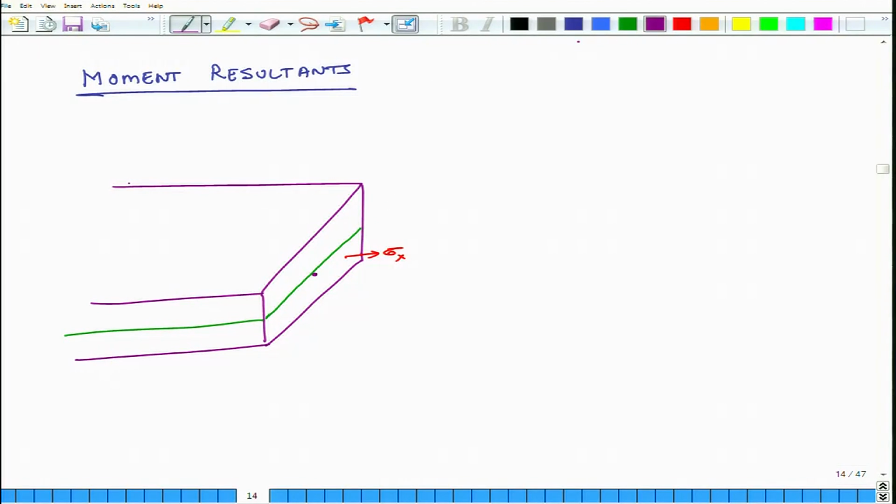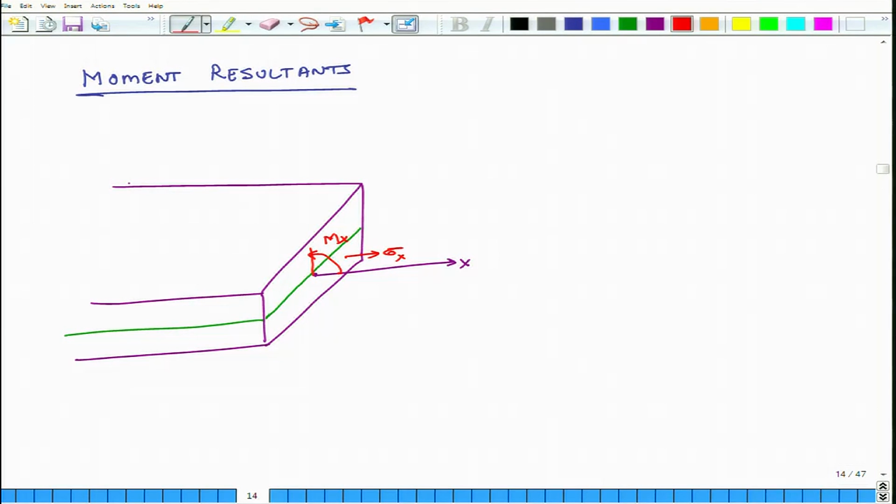Suppose this is my x axis. If it tries to bend upwards, we call it positive mx. This is positive mx. And x, what does it represent? x represents the normal on the plane on which it is acting.